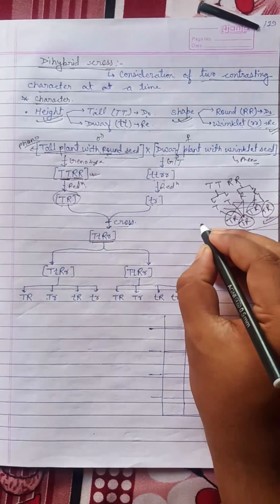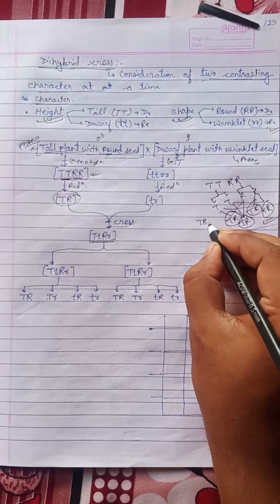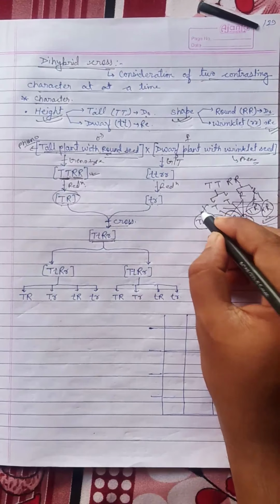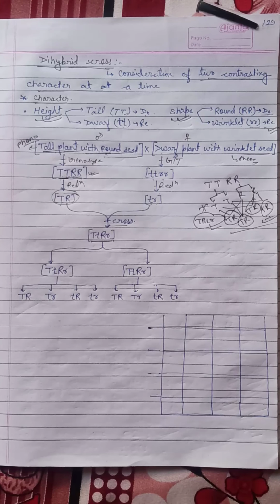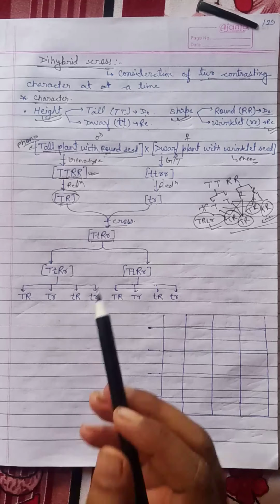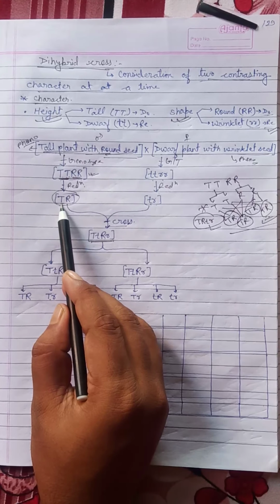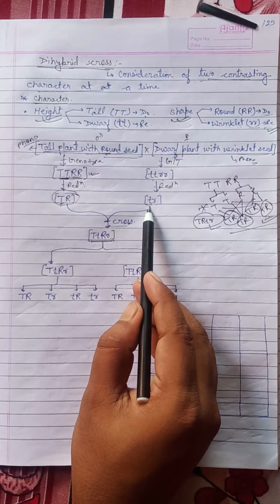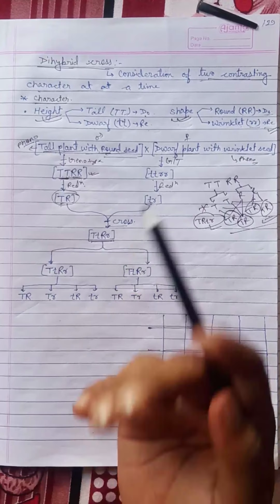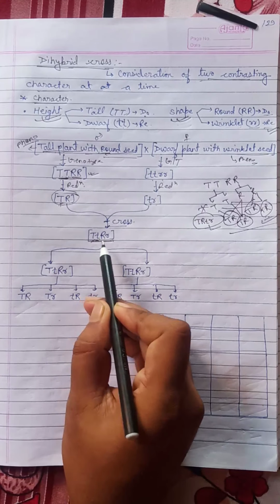Can you tell me why we are not writing it like this, capital T, small capital R, in this form here? Because it is totally wrong. As you know, genes are always present in pairs and alleles are always together at the same locus. That's why the alleles for the same characteristic will be combined together at the same point. This allele is for what? Tallness. And this is also for the height of the plant. That means it is a character for height and this is also a character for height. They will be combined together on the same locus. That's why we always take a capital T and a small t, and a capital R and a small r.